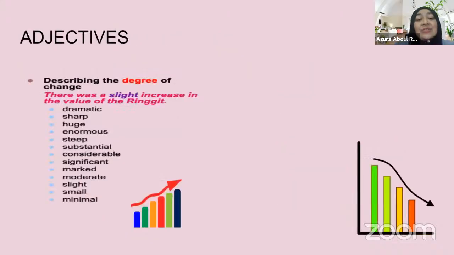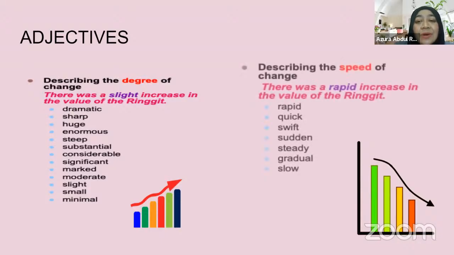All right, slide. So these are the adjectives. Adjectives describe the degree of change in the graph. So here there was a slight increase in the value of the ringgit, a slight increase. If you want to change it from the strongest to the smallest, you can say there was a dramatic increase. So if it's a dramatic increase, is it a little or a lot? A lot, that's right.